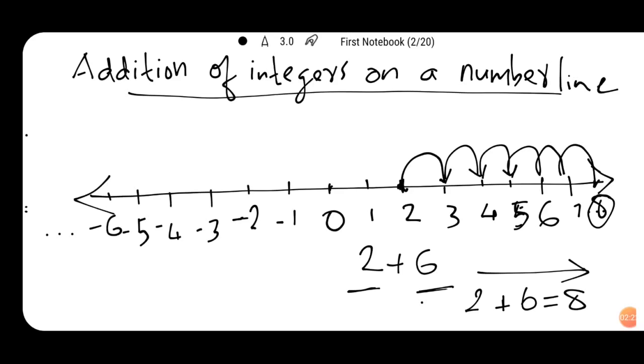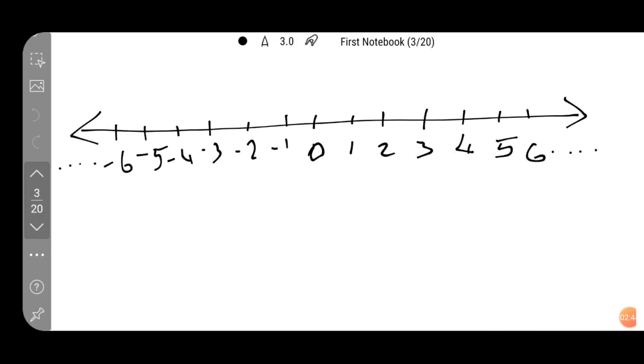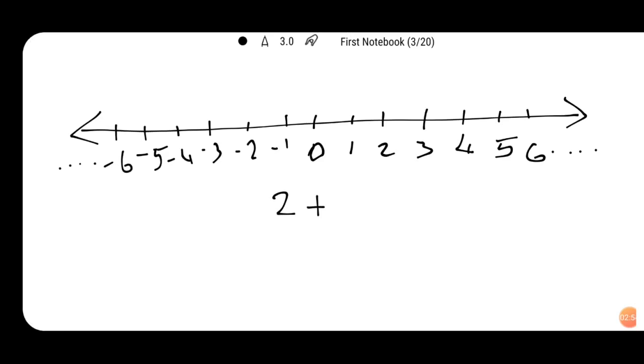So this is the case where both numbers are positive. 2 is positive, 6 is positive. Every time we will start from the first number. Then if the second is a positive number, we will move towards right, and if it is a negative number, we will move towards left. I will show you how if it is a negative number. In the first example we added both positive numbers.